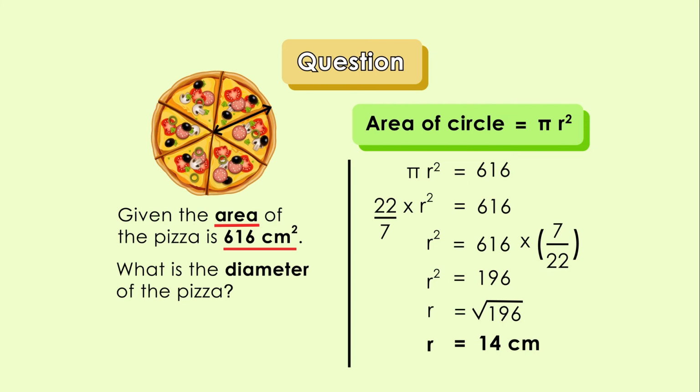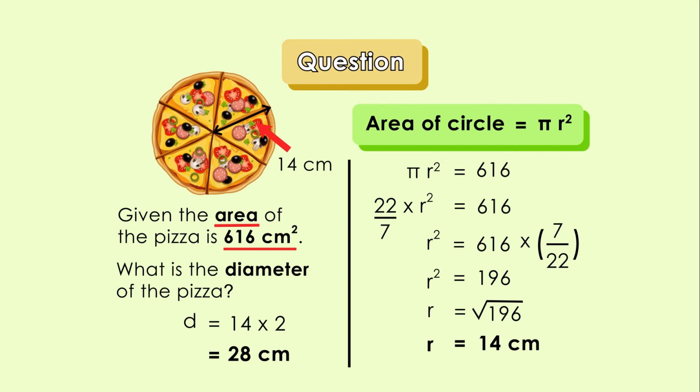Don't get too excited, we are not done yet. The radius of the pizza is 14 centimeters. How do we find the diameter of the pizza? That's right! You can just multiply the radius by 2. 14 multiplied by 2 is equal to 28 centimeters. Hence, the pizza with an area of 616 centimeters squared is 28 centimeters in diameter.